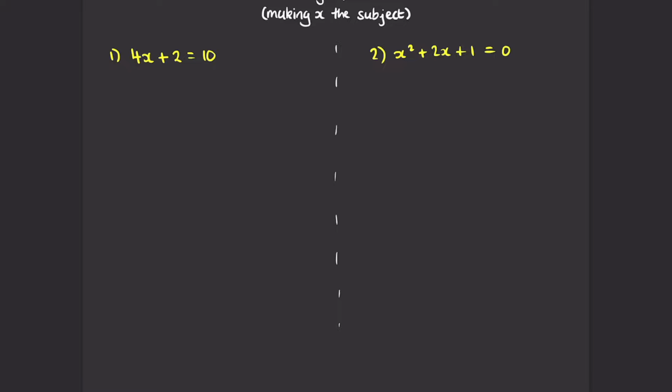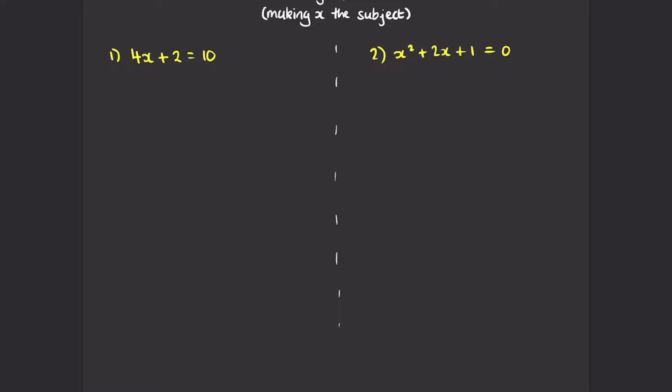Now x can be replaced with any value. It could be x, y, the Greek letter lambda, epsilon, z, anything you want. But for the time being, just to keep things simple, we'll keep it x. So you can replace these. It could be 4y plus 2 equals 10. That would just mean making y the subject instead of x, but it's all the same concepts used.